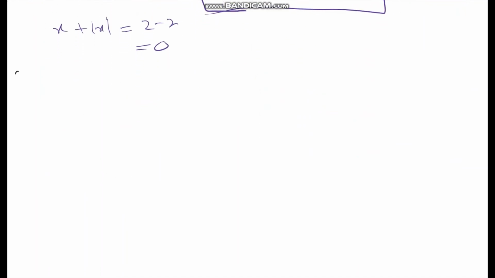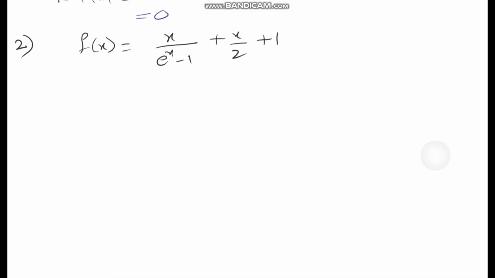Next is second bit. For all the real values of x, f(x) = x/(e^x - 1) + x/2 + 1. We need to prove that this function is an even function in the interval R minus 0.